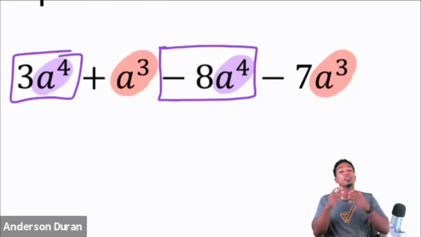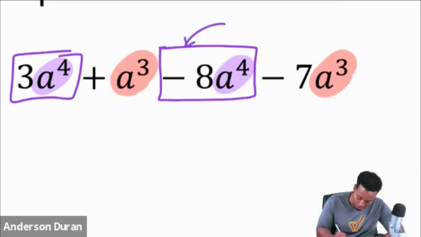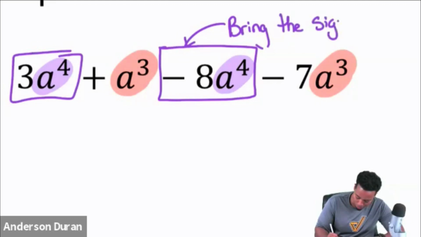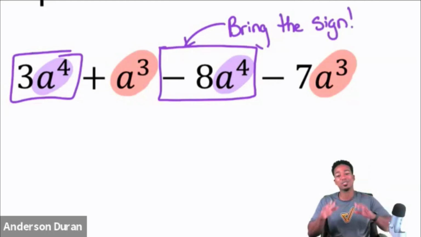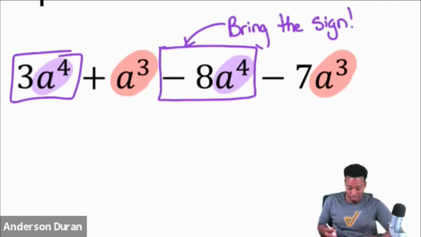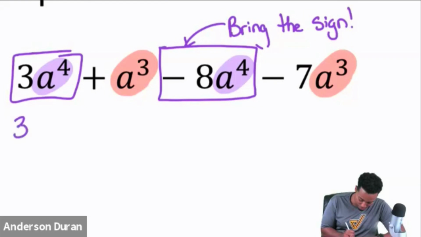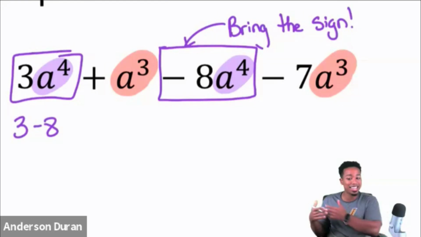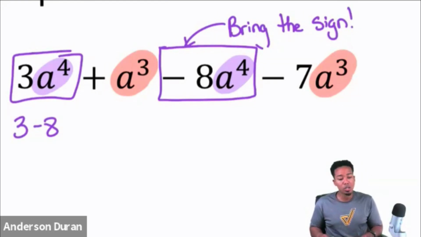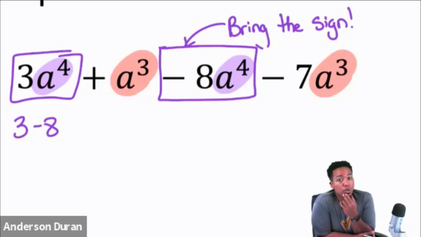Remember, gang, bring the sign. One more time, bring the sign. Way too important. And so when we bring that sign here, what we're really doing is 3 minus 8. And then we're going to attach that a to the power of 4 in front of it. So everybody, what is 3 minus 8?